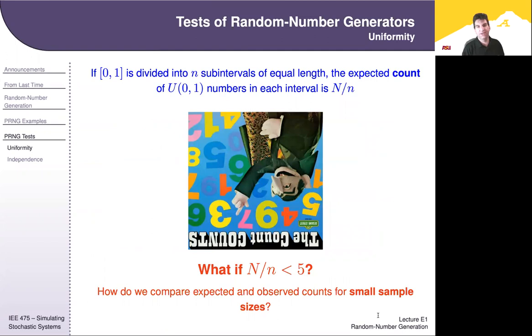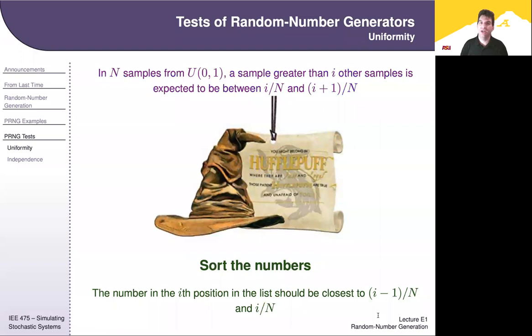All right, so what happens if you don't have an expected value of 5 or more? In that case, you can't use the chi-squared test. And instead, you use an approach by sorting. And so you're going to sort the numbers. And if you sort the numbers, then the number that is in the ith position in the list should be closest to i minus one divided by the total number of numbers and i divided by the total number of numbers.